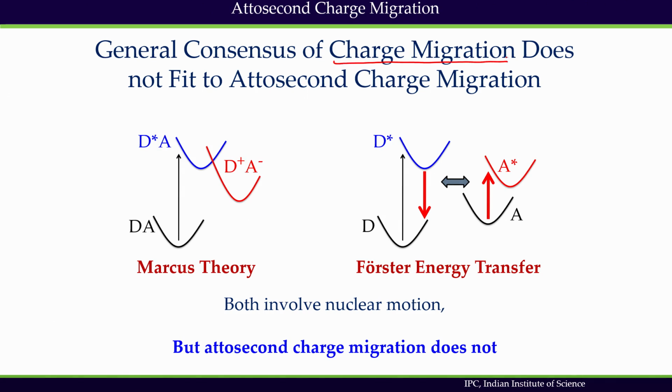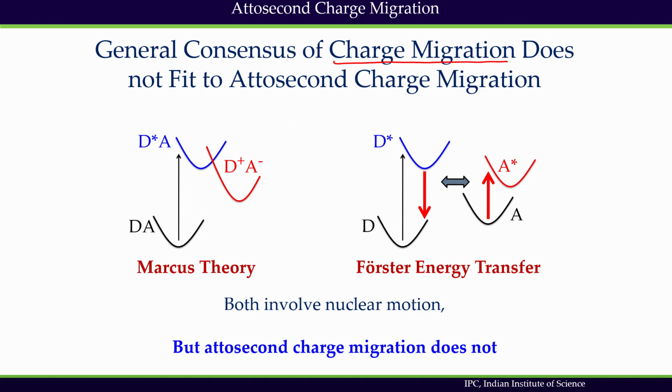So, in the context of charge migration and charge transfer, we already have two important theories established in chemistry. One theory is based on Marcus theory, another theory is based on the Forster energy transfer mechanism. Now, in Marcus theory, how the electron transfer occurs, or how electronic density changes as a function of time, we consider that we have a donor acceptor complex.